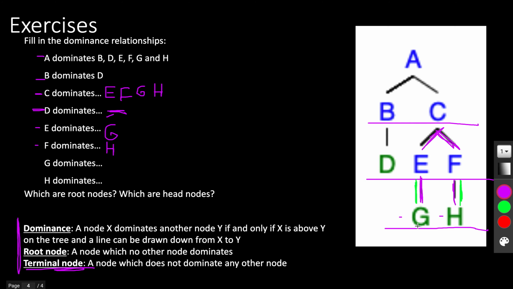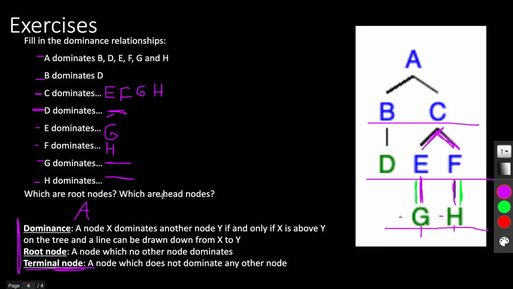And finally, G and H themselves, much like D, there's no sort of branches coming down from them, right? We don't have anything underneath them. So there is nothing that G and H dominate. And finally, we already answered this kind of by doing this first exercise, but what are the root nodes of this tree? Well, if we want to see which node the node dominates is, we can see what's listed here. And the only node that's not listed here is A. So A is our root node. It's at the top of the tree.